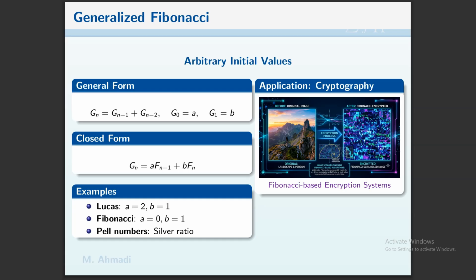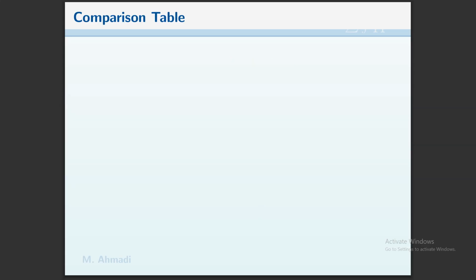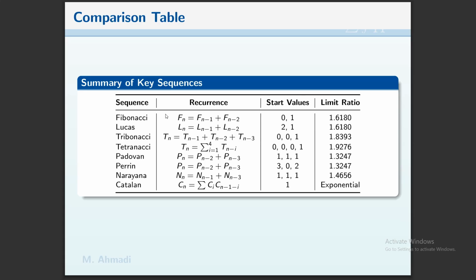And also the Perrin number, where the ratio is the plastic ratio. Here we can also see the application of the generalized Fibonacci. It can be used for cryptography applications. It is used to encrypt data. Here you can see an image that is encrypted using the generalized Fibonacci. Here also we can see the comparison table for the different sequences. You can see the recursion formula, the start value, and the limit ratio.